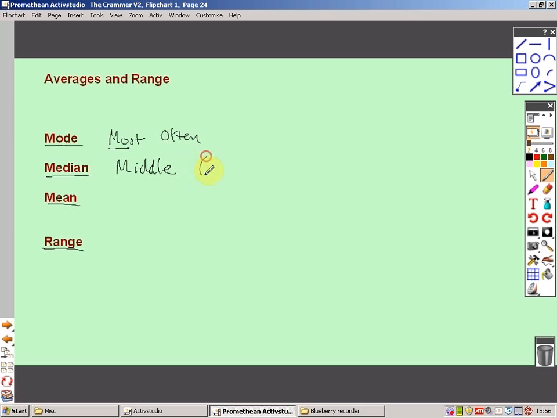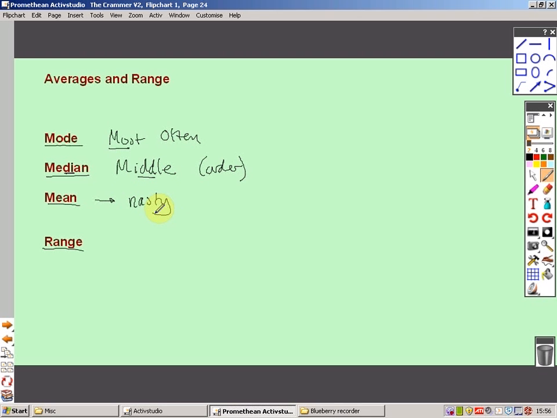Make sure you've put them in order. Very important. To find the median, it's got a D in the middle. Middle's got a D in the middle. Couldn't be easy. The mean, I just think that's the nasty one. You've got to add them all up and then you've got that tricky division at the end.